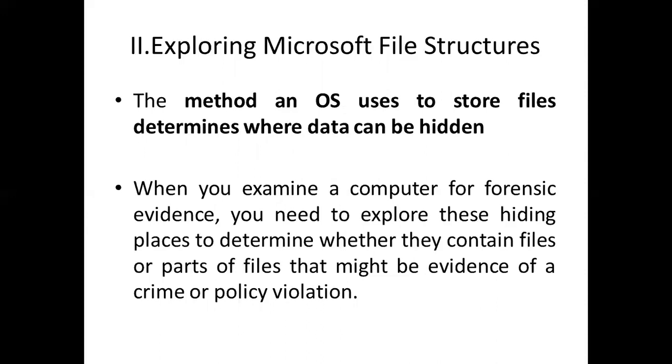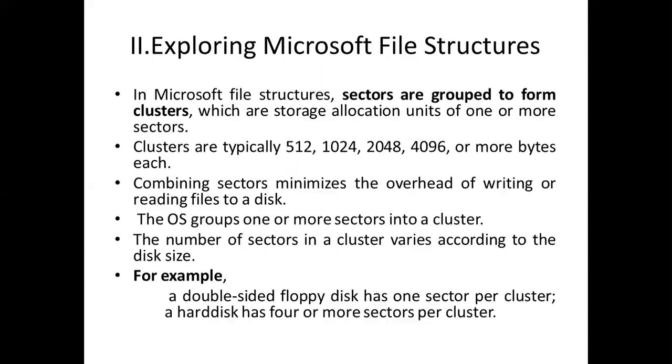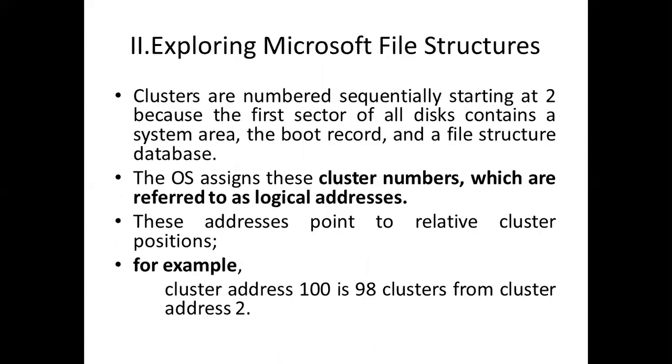Then we go to the next topic, which is to understand and explore the file structures in detail. The method and operating system used to store files actually determines where the data can be hidden. Generally, the sectors in a file structure are grouped into clusters. And the clusters are of different sizes in bytes: 512, 1024, 2048, etc. Every OS assigns cluster numbers, and these cluster numbers refer to the logical address.